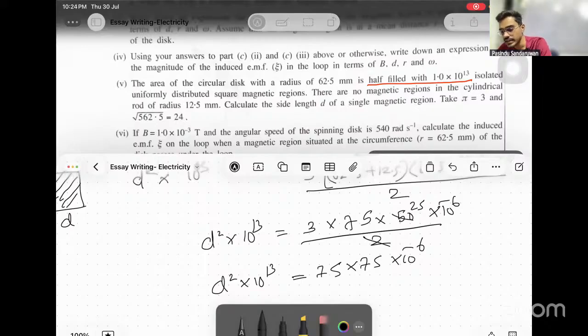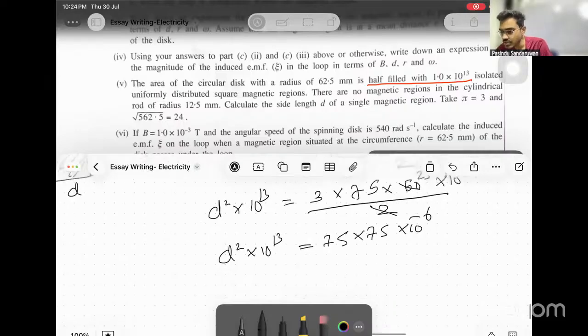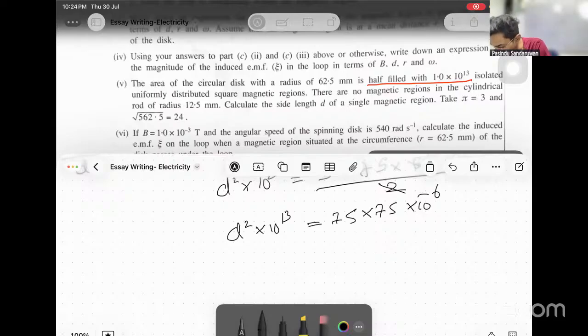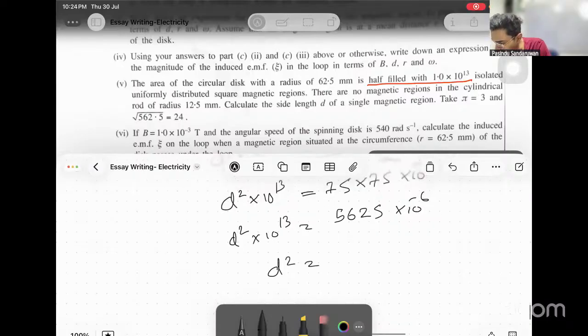Then check the value of 75 times 75, right? I guess it should be that given value. Yeah, that is exactly that, 5625, right? Which means d squared 10 to the power 13 equals 5625 10 to the power minus 6, right? We need d, no? Then d squared equals 5625 times 10 to the power minus 19.